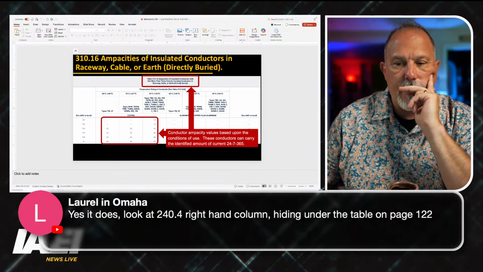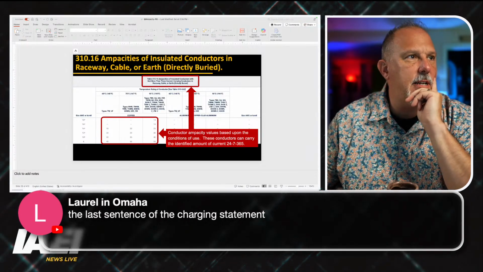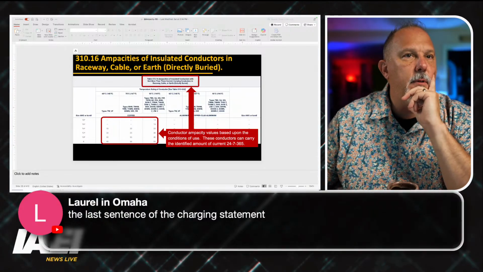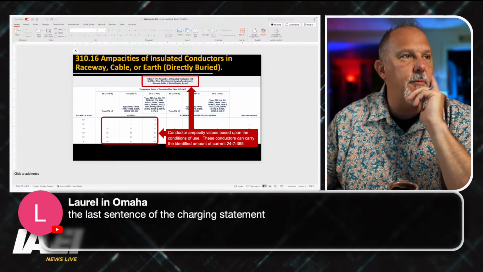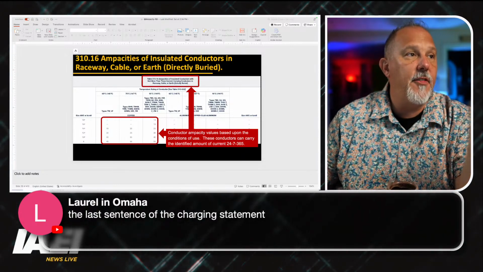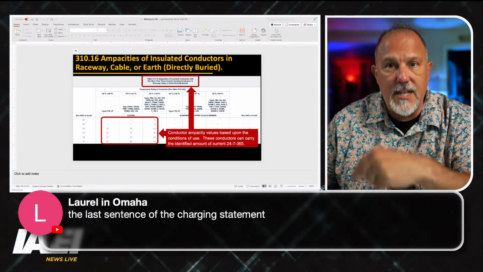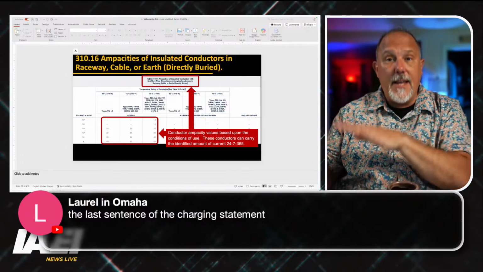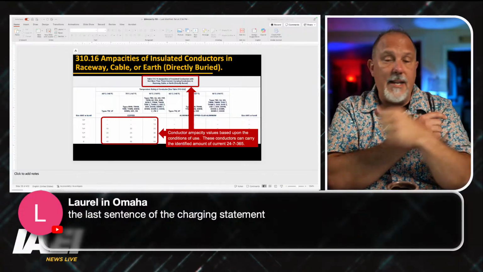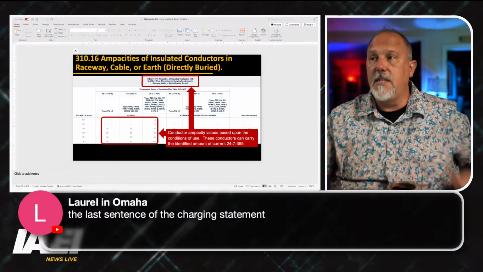Oh, yes. Okay, I see what you're saying, Laurel. You're saying it's where it says in the charging statement of 240.4, ampacities specified in 310.14 unless otherwise permitted and required in 240.4(A) through (G). And 310.14 is what we just reviewed. Then 310.14 points you to the tables in 310.16, and the tables tell you that you need to adjust the use based on 310.15.